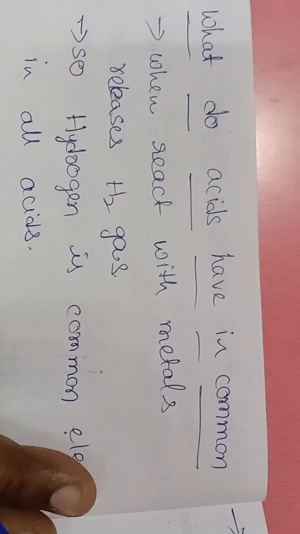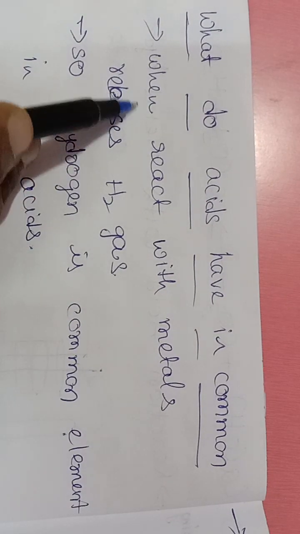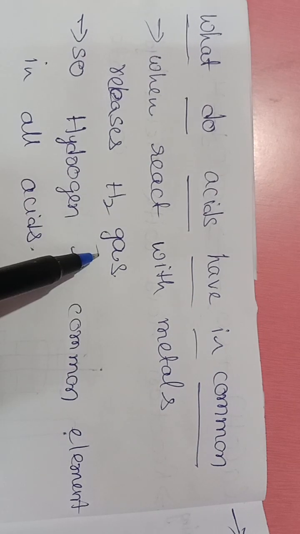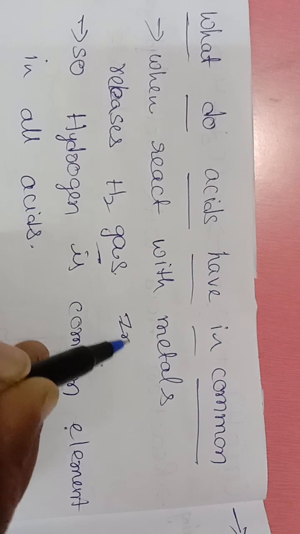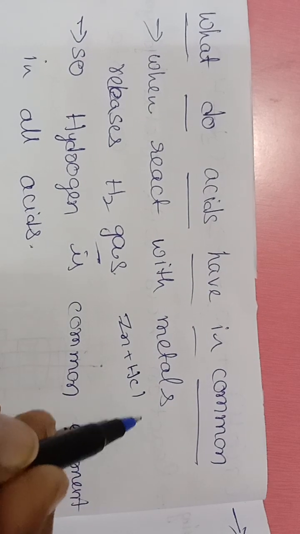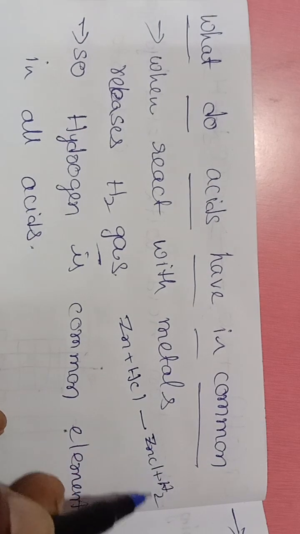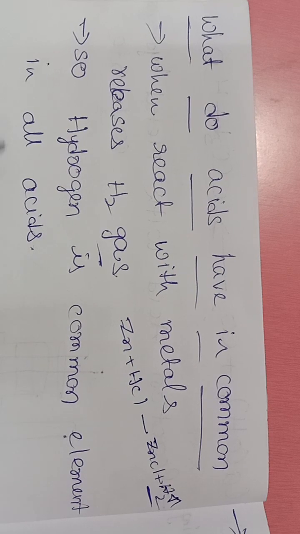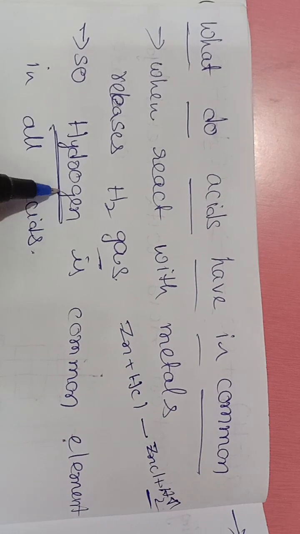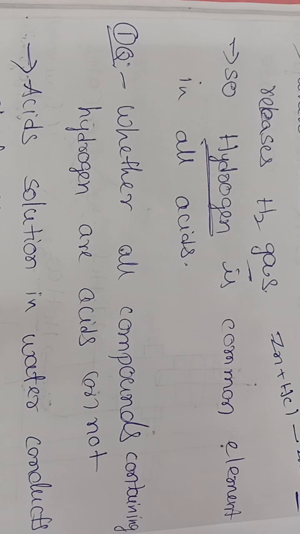Next, what do acids have in common? From all the above activities, when acid reacts with metals, it releases hydrogen gas. That is our first lab activity. Zinc is reacting with hydrochloric acid. What is it giving? Zinc chloride plus hydrogen gas, right? It is releasing hydrogen gas, right? So hydrogen is the common element in all acids.